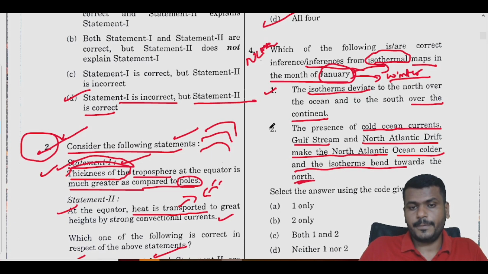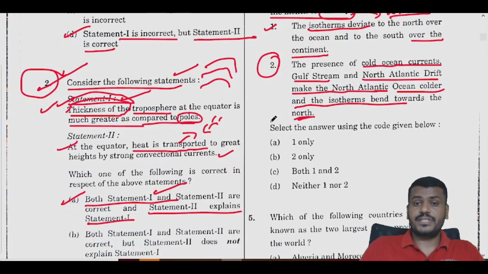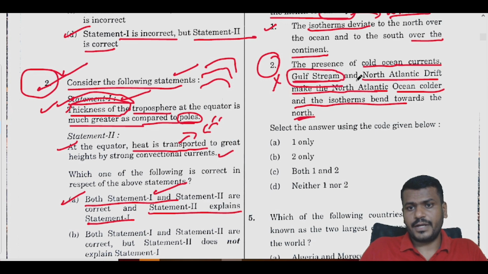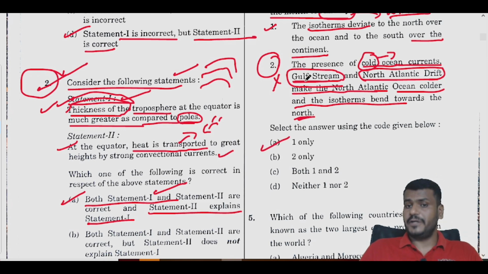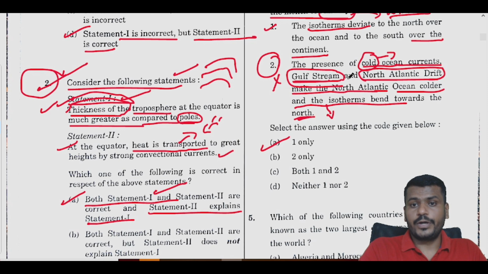First and foremost, as I always say in my class, remember the basic thing. You can eliminate these options because the Gulf Stream and the North Atlantic Drift are not cold currents, they are warm currents. They are asking about cold currents, so you can definitely eliminate this. Only statement 1 is correct, statement 2 is wrong, because the situation is okay, but these are not cold currents, they are warm currents. You are getting the point.